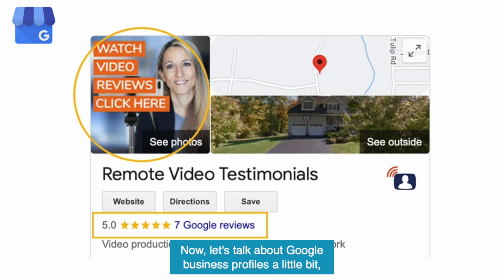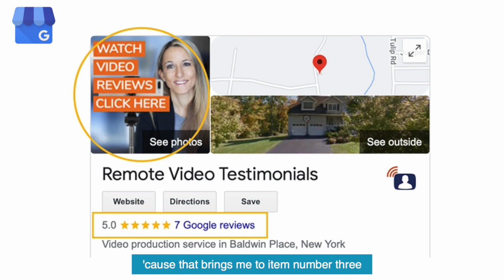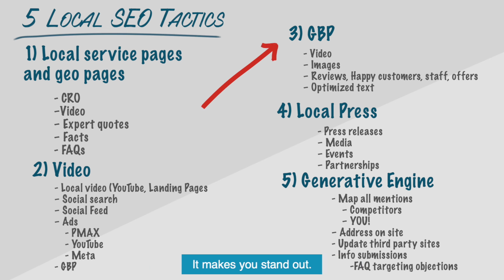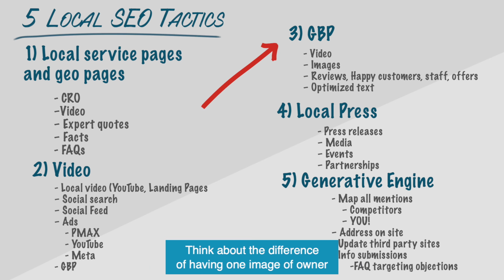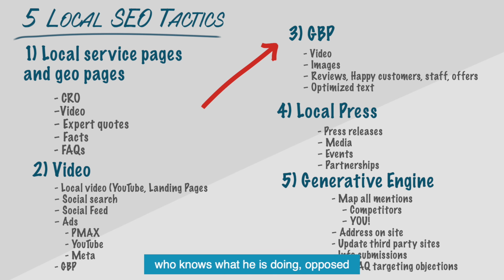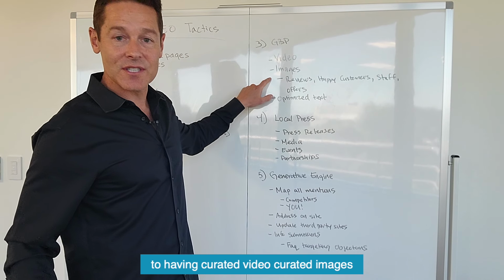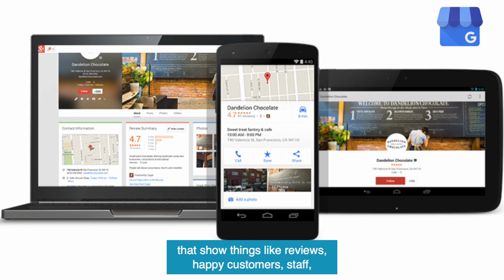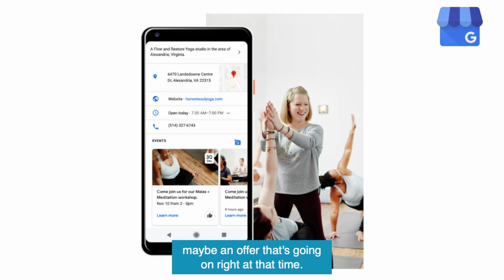Now let's talk about Google Business Profiles a little bit, because that brings me to item number 3. Video on your Google Business Profile. It makes you stand out. Think about the difference of having one image of an owner who isn't even paying attention to the camera, who knows what he's doing, as opposed to having curated video, curated images that show things like reviews, happy customers, staff, maybe an offer that's going on right at that time.